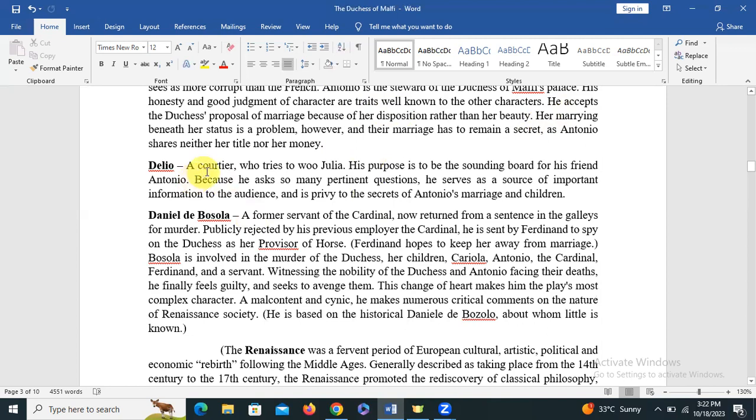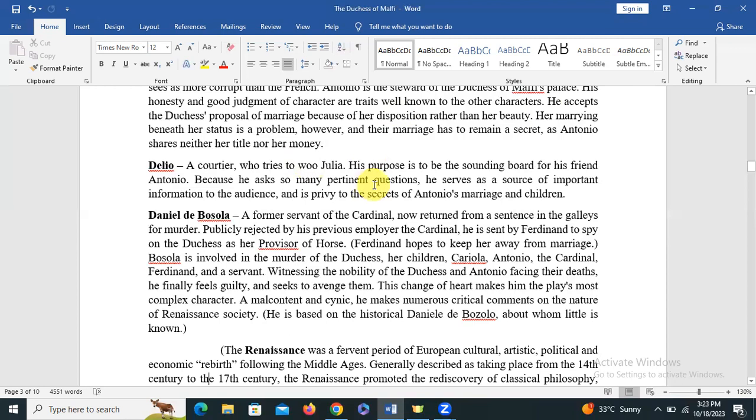Then there's Delio, a courtier who tries to woo Julia. To woo means to persuade someone, to seek the favor of someone. His purpose is to be the sounding board for his friend Antonio, and he was a very good friend of Antonio because he asked so many pertinent questions. He serves as a source of important information to the audience. In the drama, we will see that there are many questions asked by Delio.